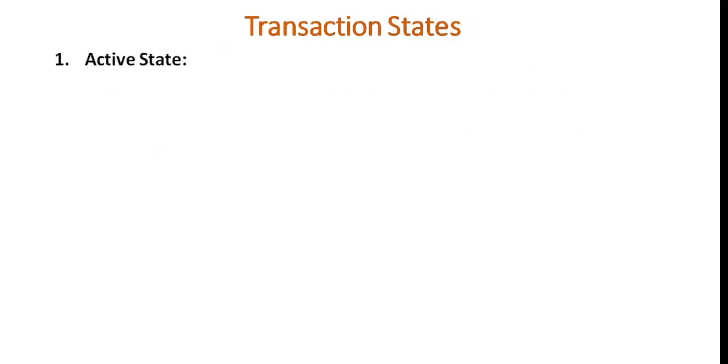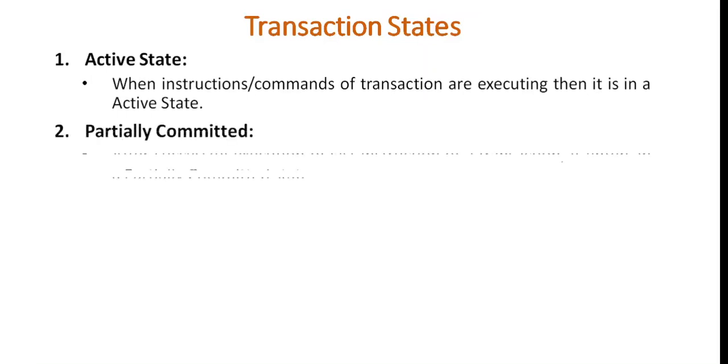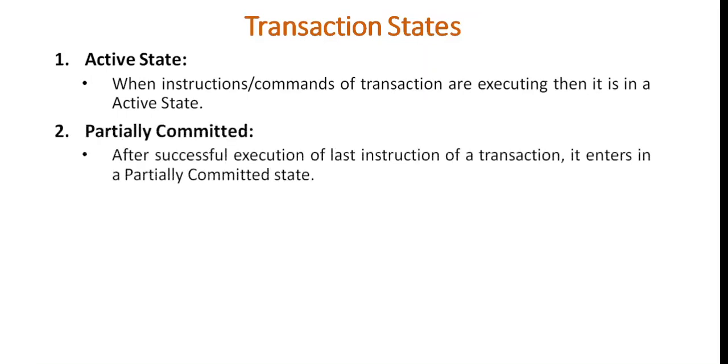So first state in transaction is active state. When the instructions or the commands of a transaction are executing, then it is in an active state. That is, whenever any read, write or update command in a transaction is in running mode, then we can say the transaction is in active state. Then the next state is partially committed.